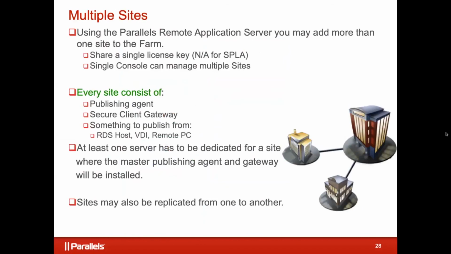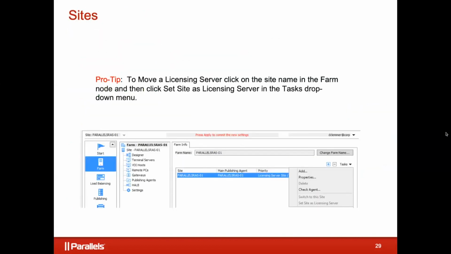So, every site must consist of a publishing agent, a gateway, and something to publish from, right? A remote desktop session host, VDI, remote PC. I believe that's the exam question, right? So it's got to be able to at least be a fully functioning mini RAS. The other thing too, just for your own edification: if I install RAS, run the installer, and then I go install it somewhere else, I have created two separate farms, and there's no way to tie those together.